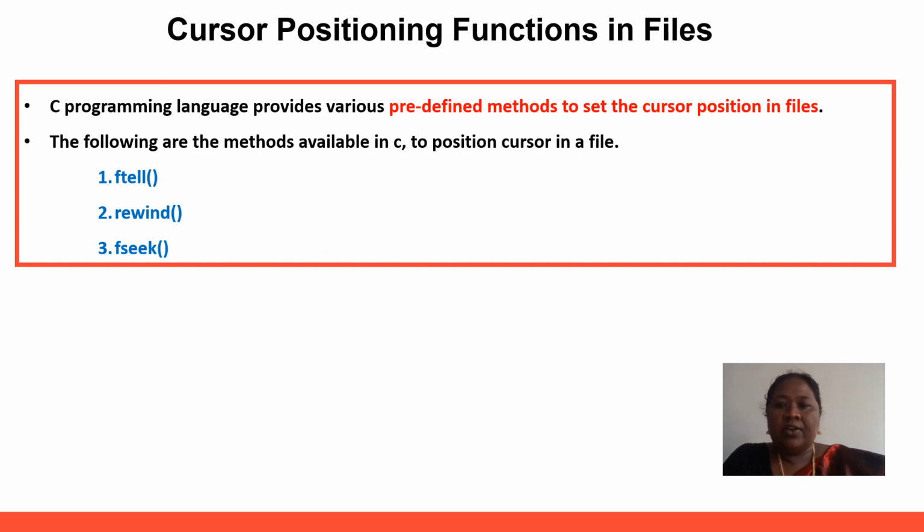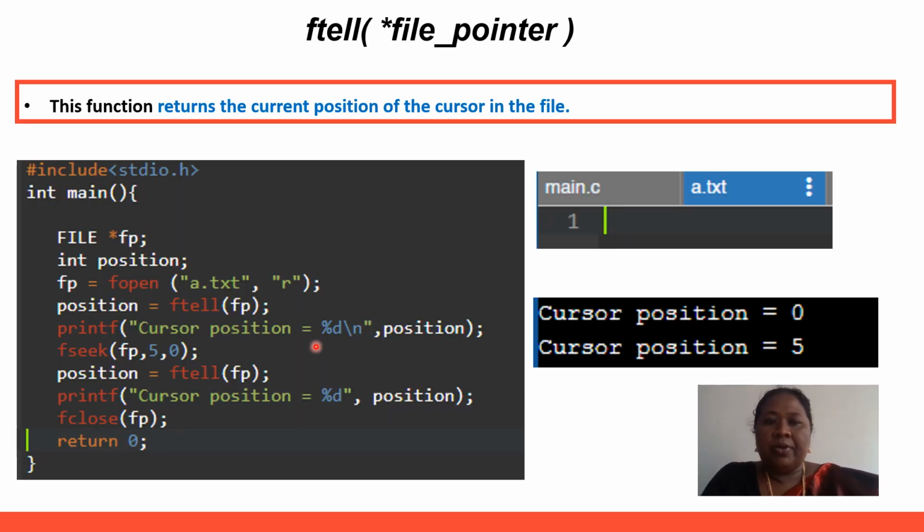ftell, rewind, and fseek. What's the purpose of these 3 functions? For example, ftell, from the name itself, tells you where your cursor position is at present. Sometimes you want to move the cursor to the front, to the end of the file, or to a certain index position. So this returns the cursor position. Look at this program: ftell of fp, if you pass just the file pointer, it returns an integer value, and when you print it, you can know its position.